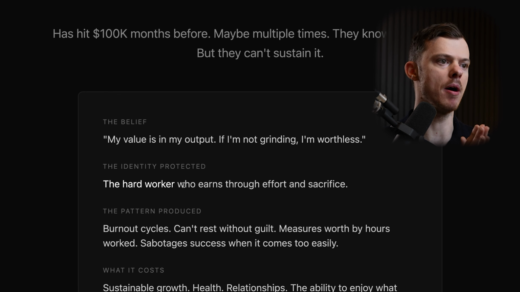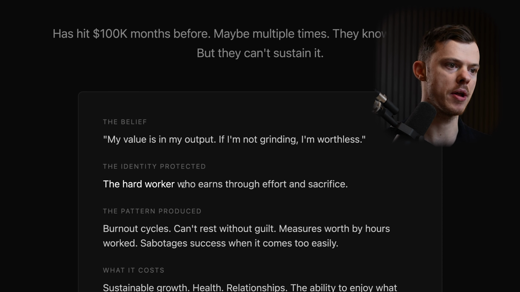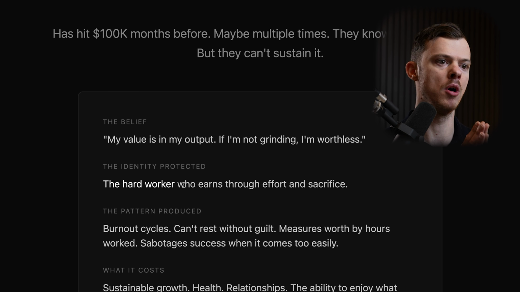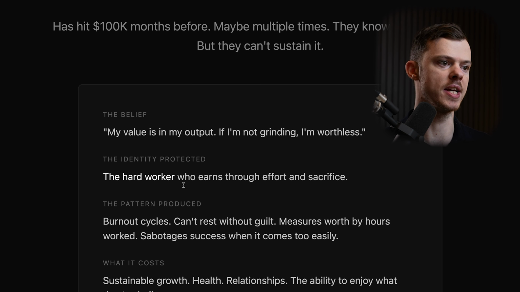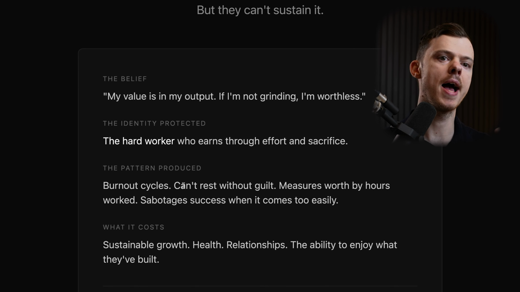Here the belief is my value is in my output. If I'm not grinding, I'm worthless. The identity protection is the hard worker who earns through effort and sacrifice. And the pattern produced here is burnout cycles, can't rest without guilt, measures worth by hours worked, sabotages success when it comes too easily. And this costs sustainable growth, health, relationships, the ability to actually enjoy what they built.